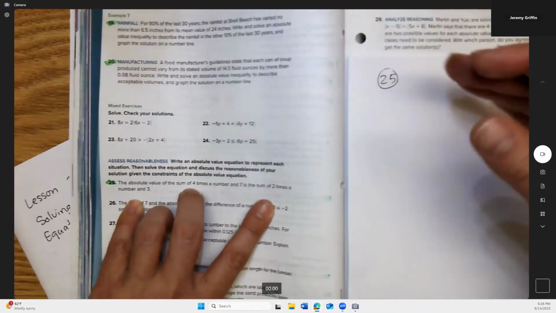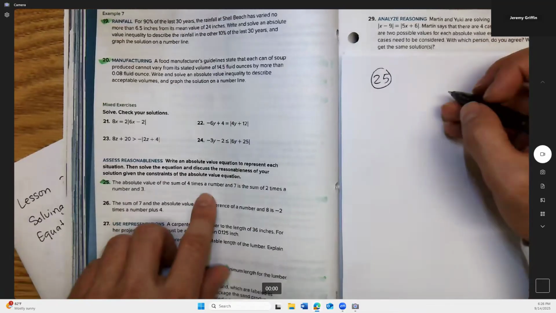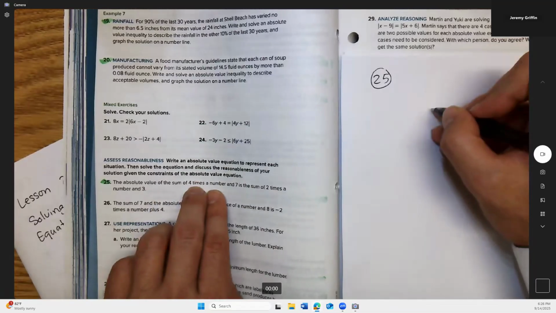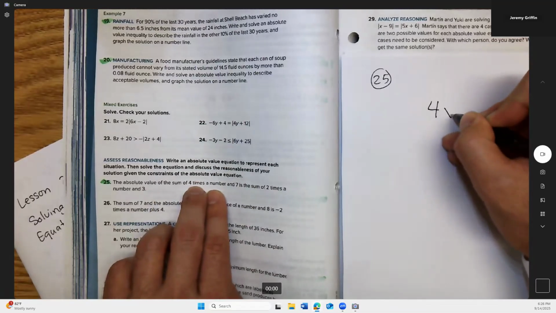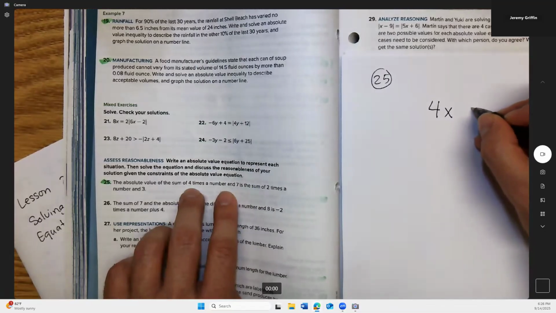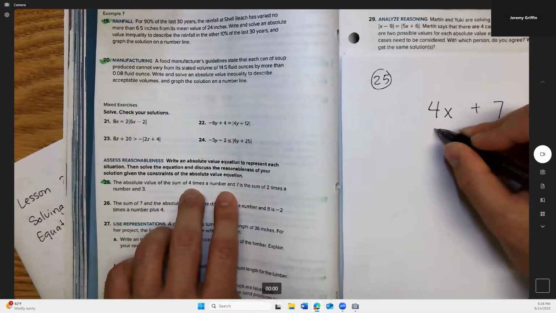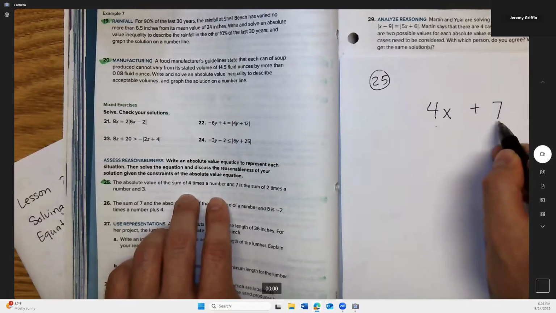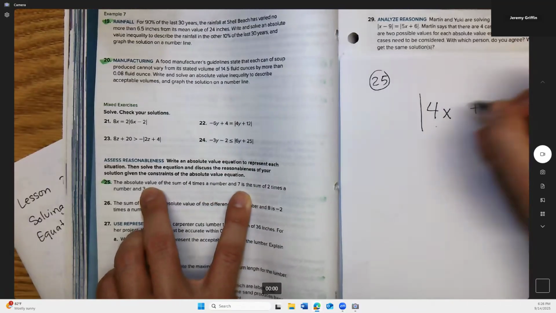Okay, sometimes there's tricks to pick this apart, but here, I'll do my best. Okay, so absolute value of this, the sum of 4 times a number. Maybe I'll start with that: 4 times a number, say x could be a number, and 7. The sum of 4 times the number and 7. And I need the absolute value of that.